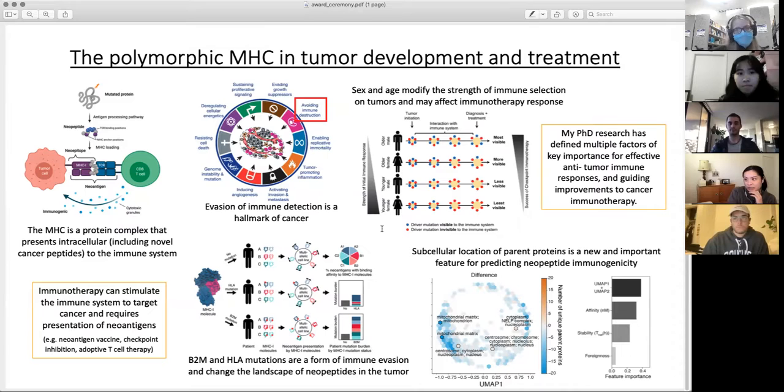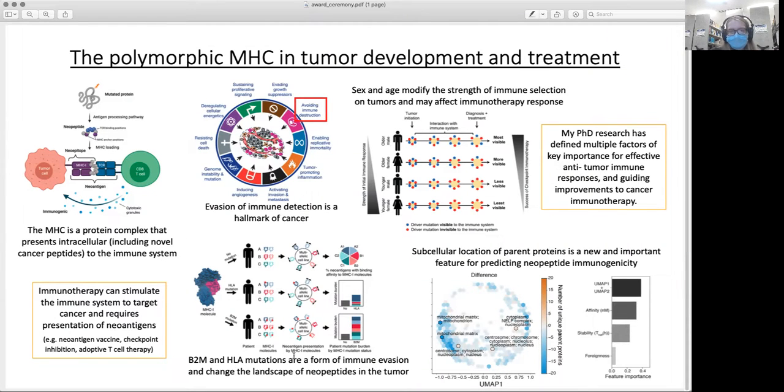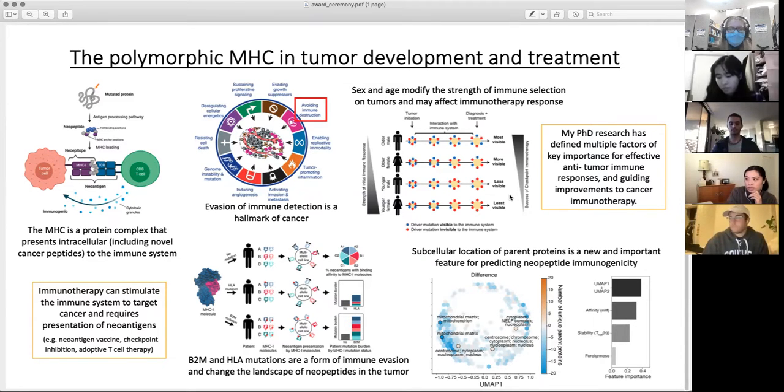So it's kind of a lot, but the MHC is a protein complex on all of our cells that presents intracellular peptides to the immune system. And so that's one way that your body can detect cancer. And so I study that protein complex, and we found a bunch of different things: what happens when it's mutated, how differential strength of your immune system can affect tumor development and response to immunotherapy, and also new ways for predicting relevance for peptide immunogenicity. So this is a lot. We can talk about it if you want, but just wanted to throw that up there.